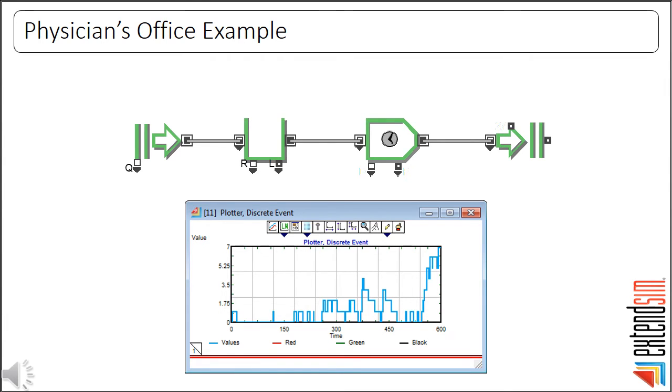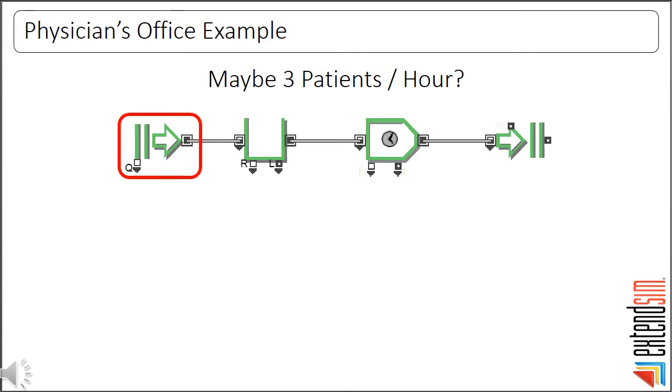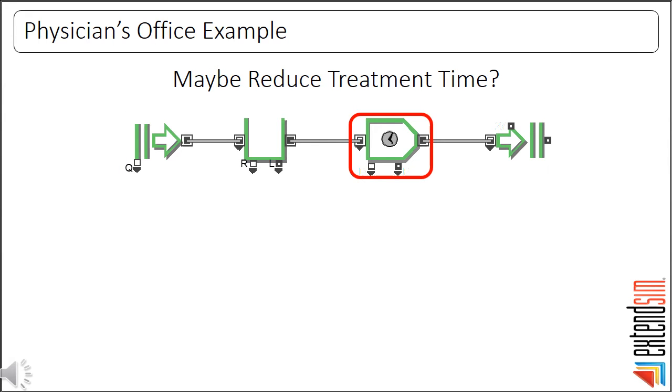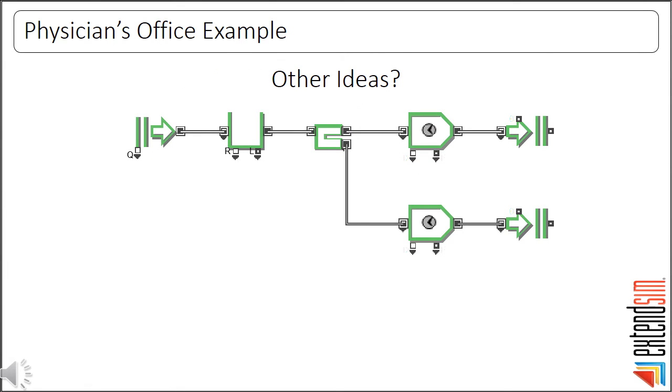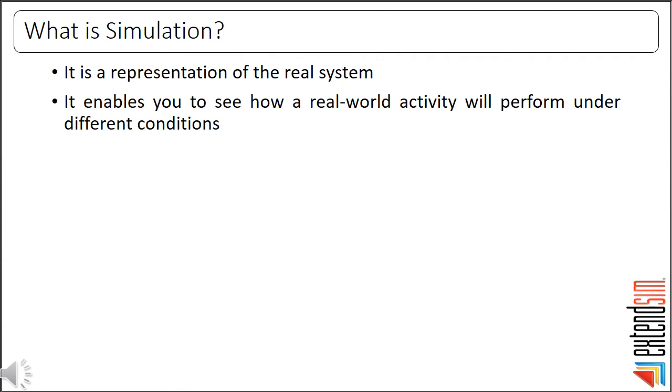What else could we do? Maybe we could schedule 3 people per hour, or 1 patient every 20 minutes. Maybe we could reduce the treatment time or the variation in treatment time. Are there other ideas we could try? Could Dr. Joe get an assistant and split the patients between them? We could try this and see what happens. It would be much easier and cheaper to test this here in the model than actually hiring someone and trying it. So let's take a moment and reflect.